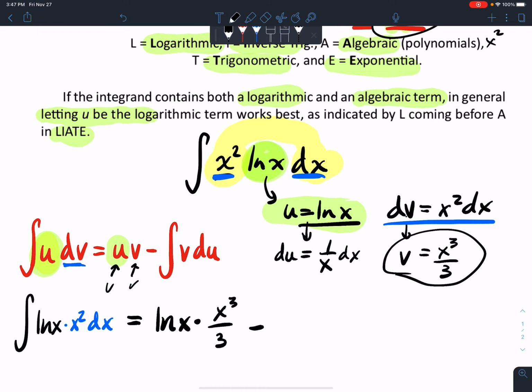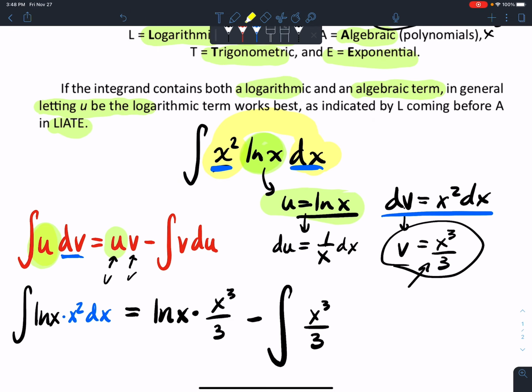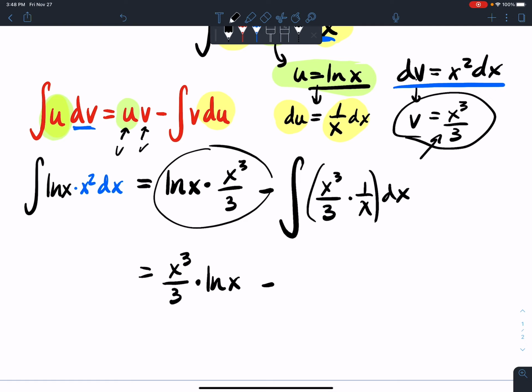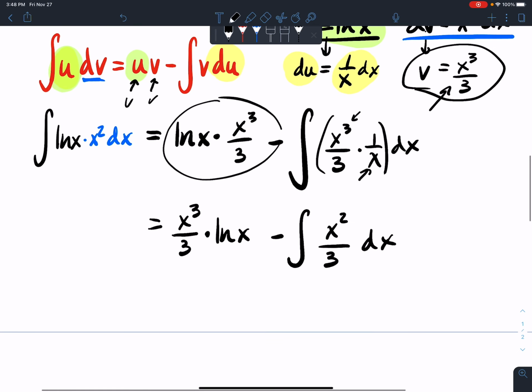Minus the integral of v du. What is v? V is x cubed over 3. What is du? Du is equal to 1 over x dx. So this is 1 over x dx. Now for this part, I'm going to rewrite x cubed over 3 first, times ln x. And I need to simplify here. I have 3 x's in the numerator and 1 x in the denominator, so that cancels. So I have 2 x's in the numerator, and then my 3 in the denominator, dx. And this is easy to integrate.